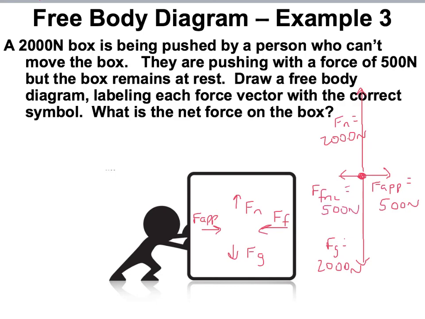Since the forces up and down balance each other out, and the forces left and right balance each other out, the sum of the forces, or the net force, is 0 newtons. Since this box is at rest, it's in dynamic equilibrium.